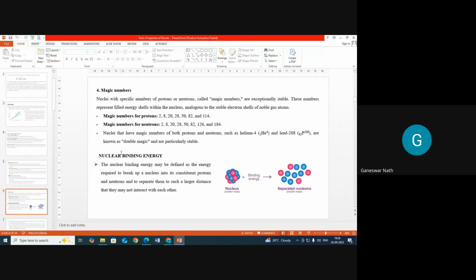The second thing is the magic number. Nuclei with a specific number of protons or neutrons, called magic numbers, are exceptionally stable, and these numbers represent filled energy shells within the nucleus. For example, the magic numbers of protons are 2, 8, 20, 28, 50, 82, 115, and the magic numbers of neutrons are 2, 8, 20, 28, 50, 82, 126, and 184. So depending upon the number of protons and neutrons and their magic numbers, the stability can also be determined.